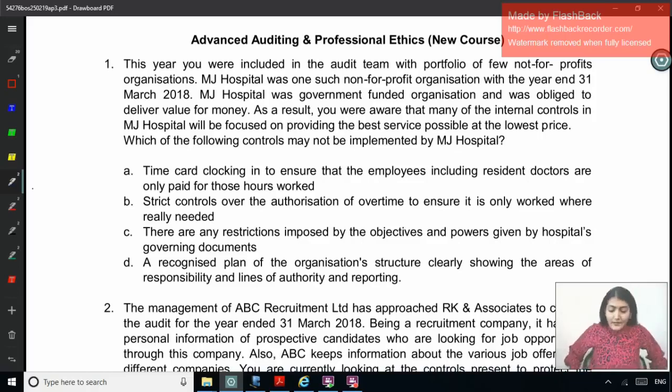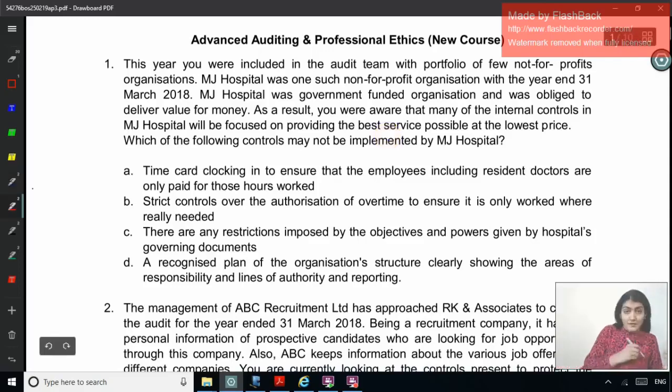This year you were included in the audit team with a portfolio of a few not-for-profit organizations. MJ Hospital was one such not-for-profit organization with the year ended 31st March 2018. MJ Hospital was a government funded organization and was obliged to deliver value for money. As a result, you were aware that many of the internal controls in MJ Hospital will be focused on providing the best service possible at the lowest price. Which of the following controls may not be implemented by MJ Hospital? Why? Because it is a not-for-profit organization, they want to give the best possible service at the lowest price.